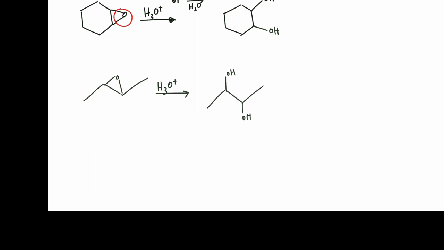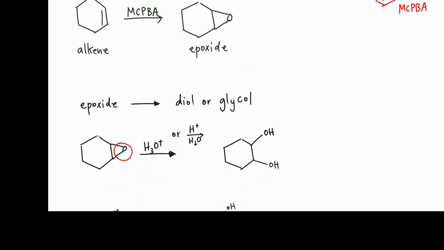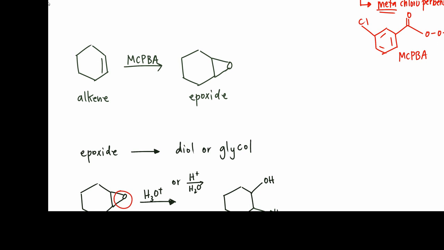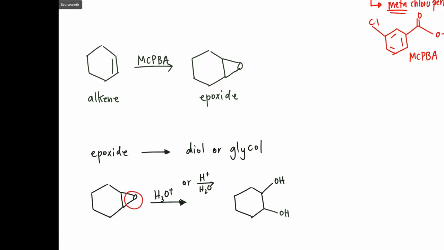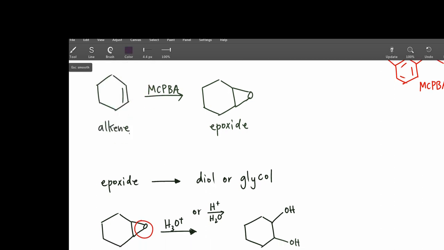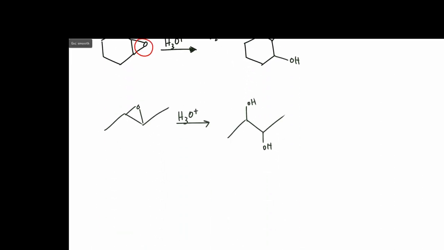Now, that was number 9. Number 10. We have ozonolysis of an alkene.